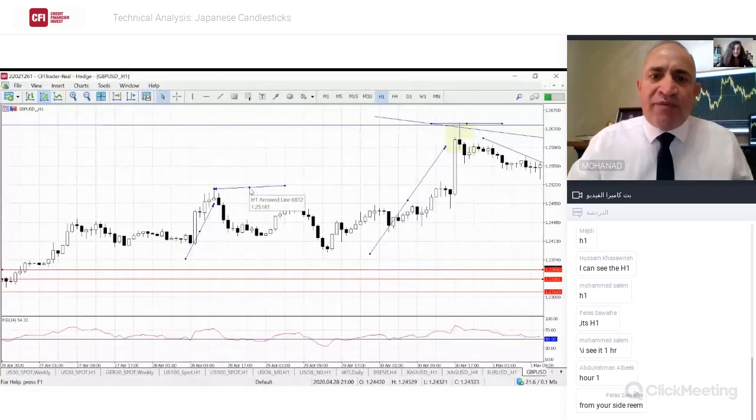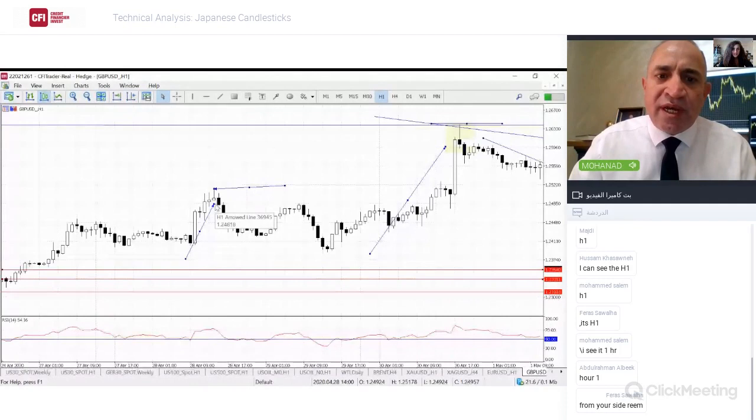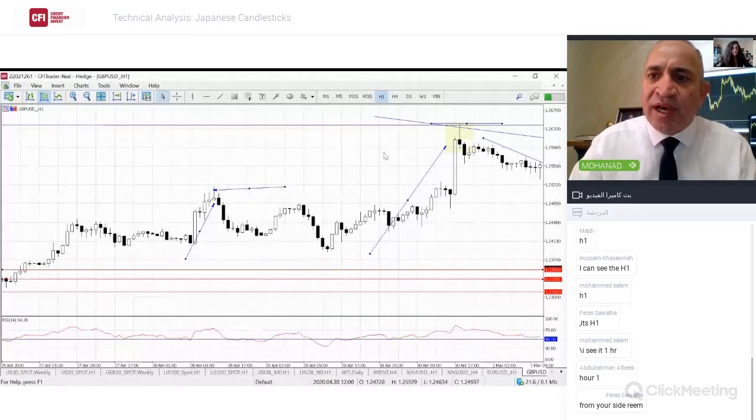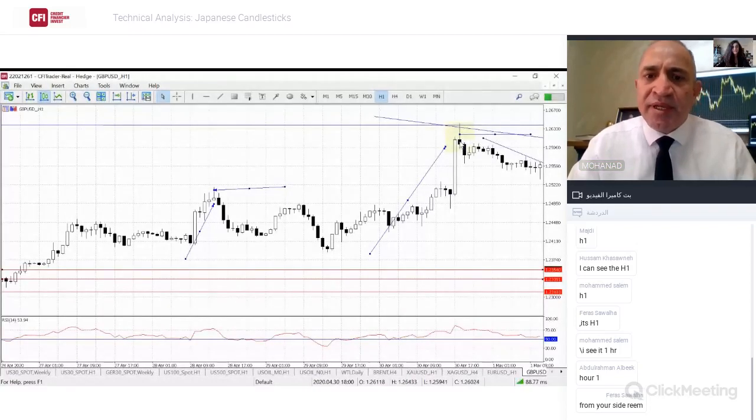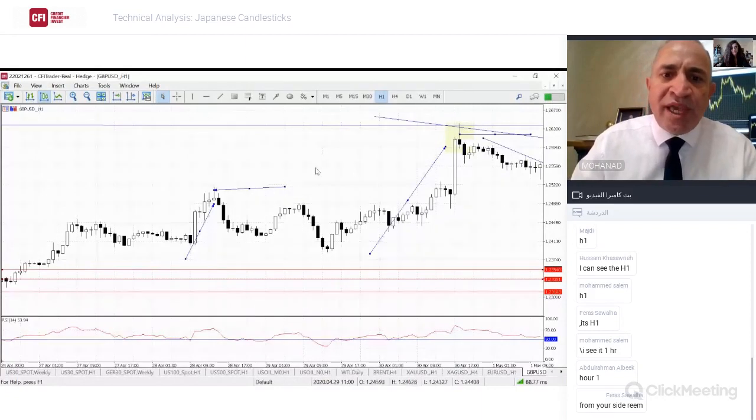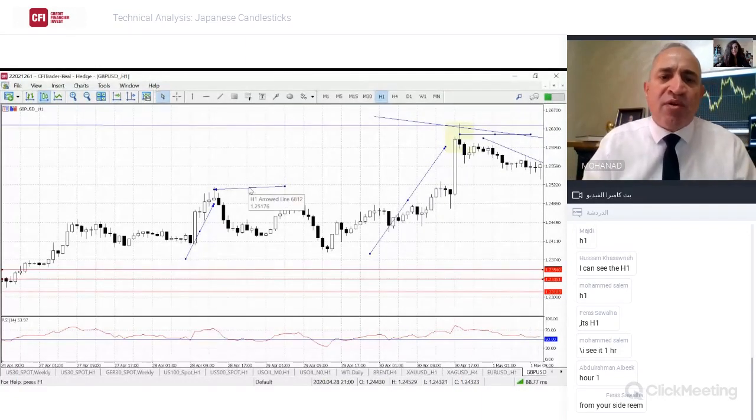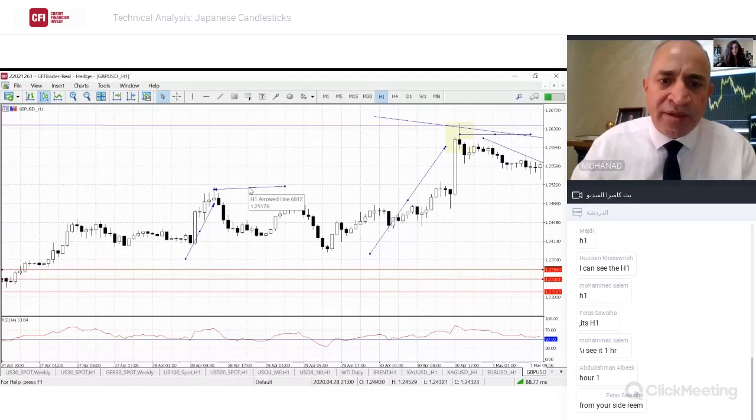So we have two examples of the shooting star. This one with a white body, while the other one here in the chart is with a black body. So I don't care about the color of the body. What I care about is just that I have a tail twice the length of the body of the candlestick.